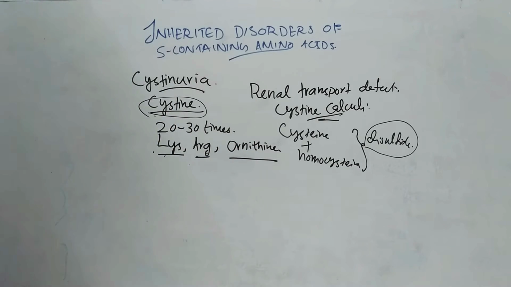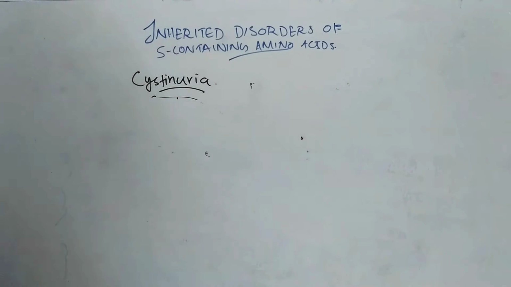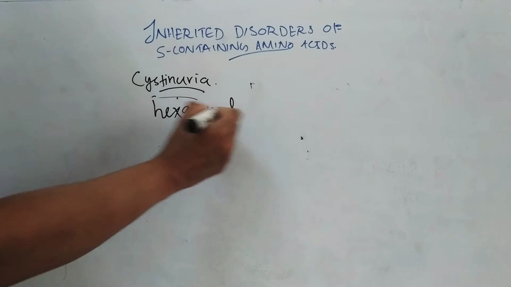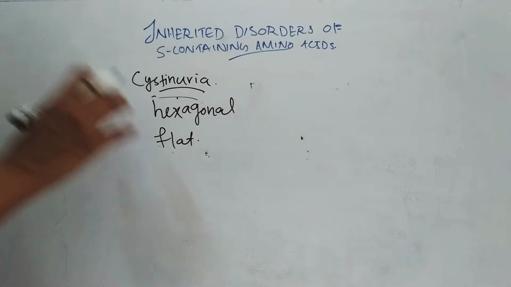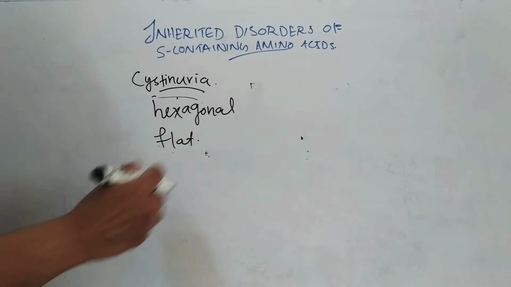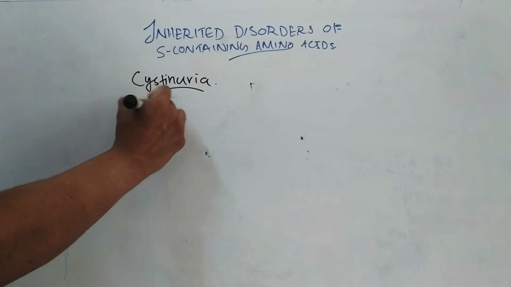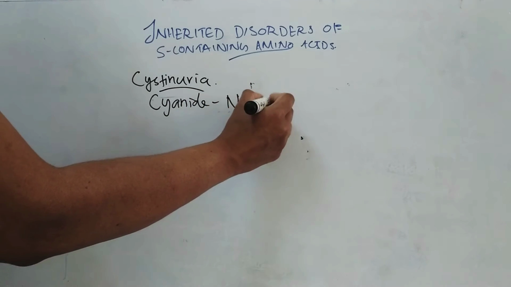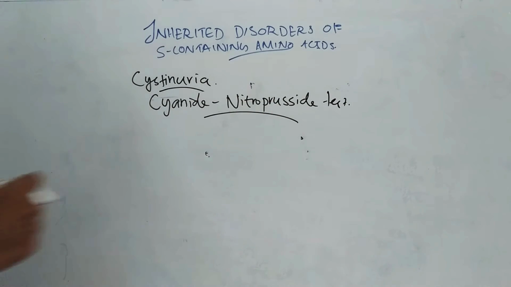Coming to the diagnosis of cystinuria, on urine examination, detection of hexagonal flat crystals in urinary deposit. Another diagnostic test is the cyanide nitroprusside test. This is another test for the diagnosis of cystinuria.